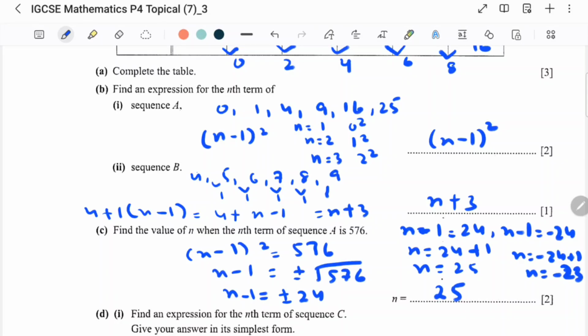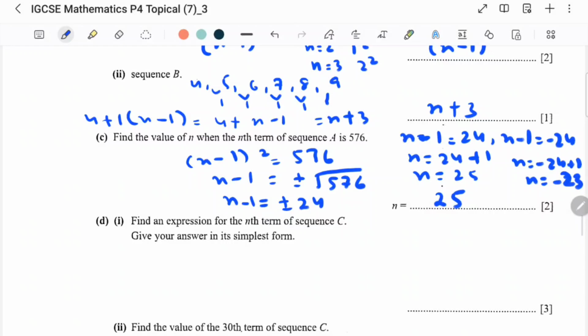Part D: find an expression for the nth term of the sequence. Give your answer in the simplest form. Okay, for C, it's a quadratic.